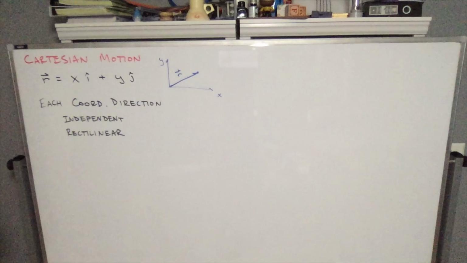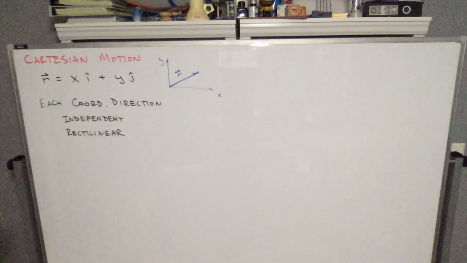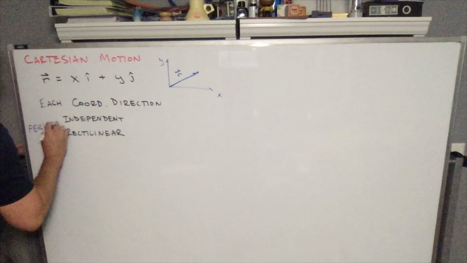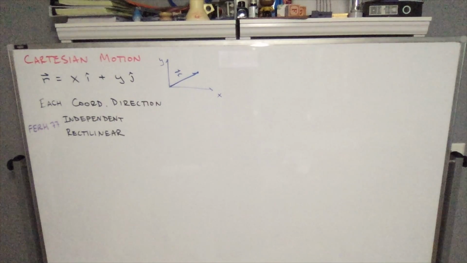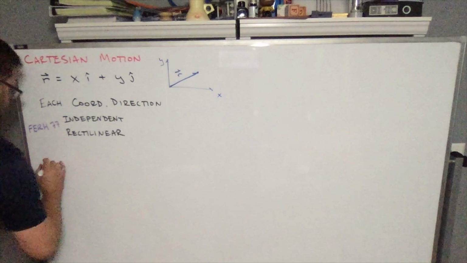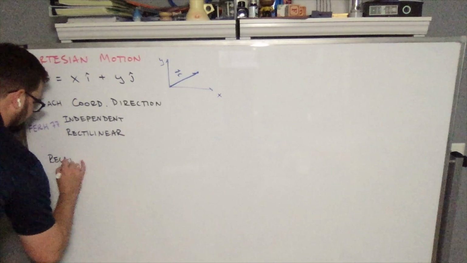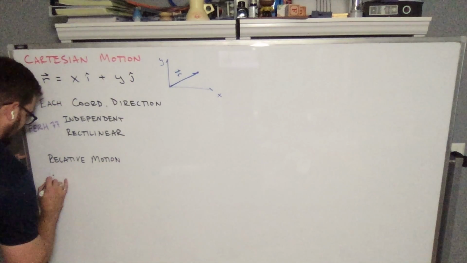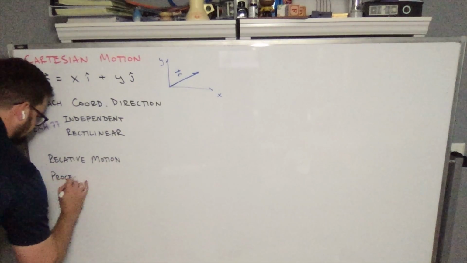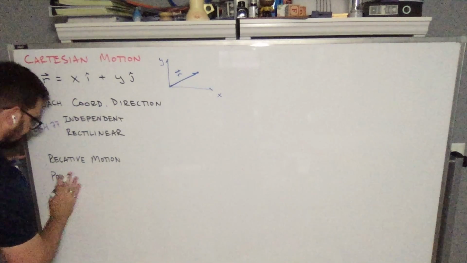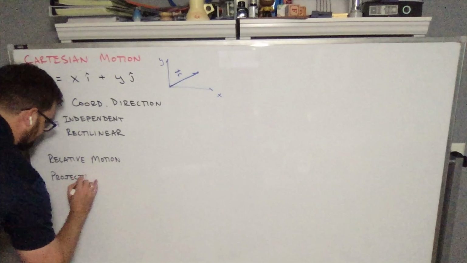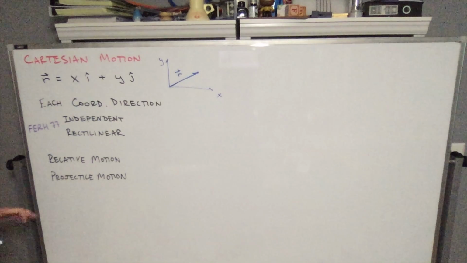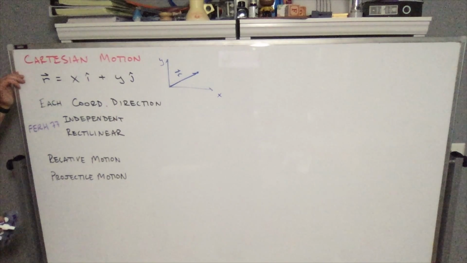It's on page 77 of your FE reference handbook under Cartesian coordinates. This becomes a fantastic tool for two very specific types of problems. So we're going to use this when we think about relative motion, so that's a later lecture, and projectile motion. Got to spell it right. Projectile motion. So Cartesian motion is great for projectile motion.